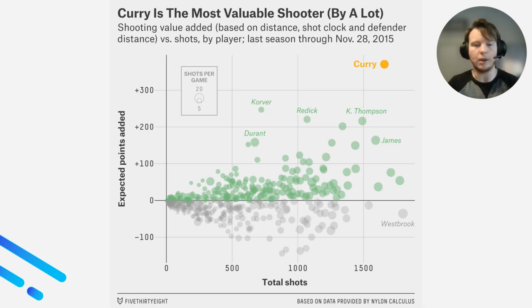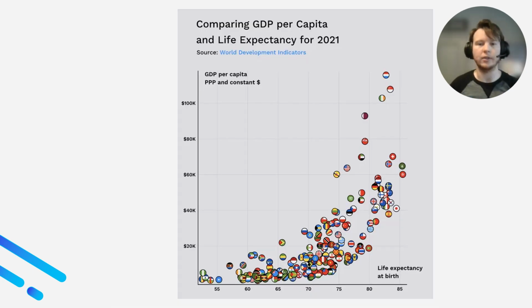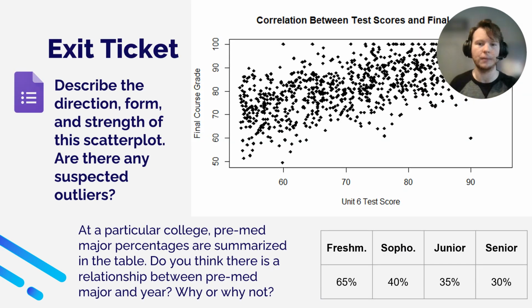We continue with a graph on Steph Curry and other players in the NBA. And finally, comparing GDP per capita in different countries to life expectancy in 2021. Notice that this graph in particular has a really strong sort of nonlinear shape to it. So this is a useful example to show students what a nonlinear form actually looks like.